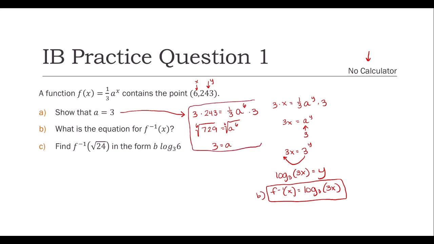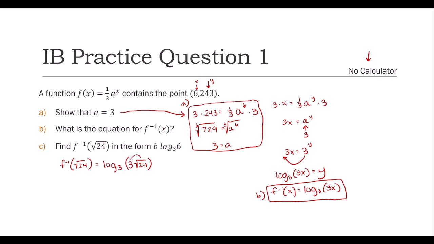This was part B. And now we have part C. It says find f inverse of the square root of 24 in the form of b times log base 3 of 6. So f inverse of the square root of 24 equals log base 3 of 3 times the square root of 24.